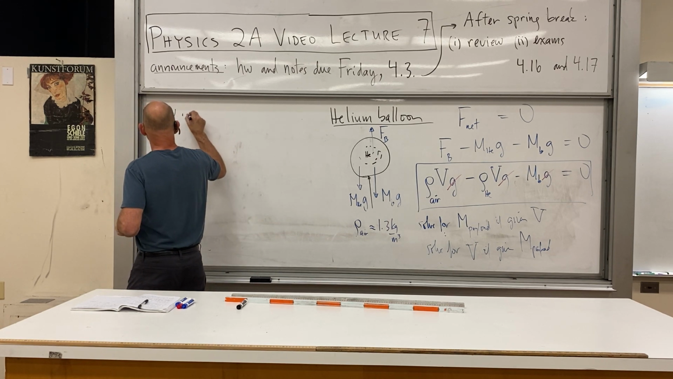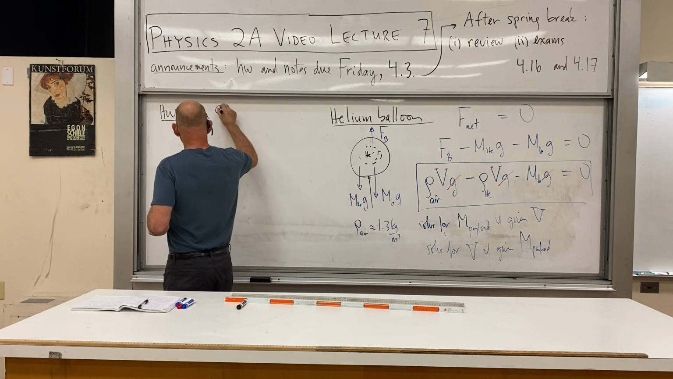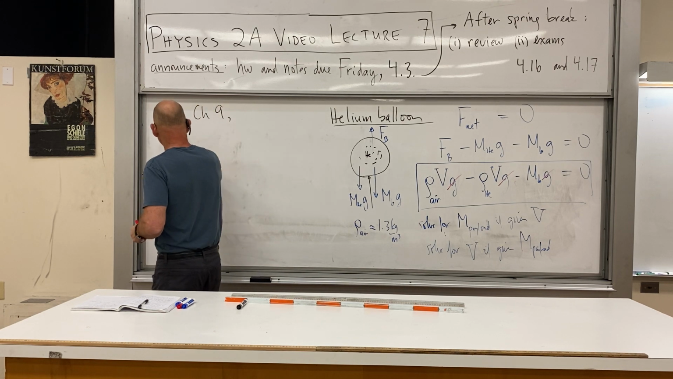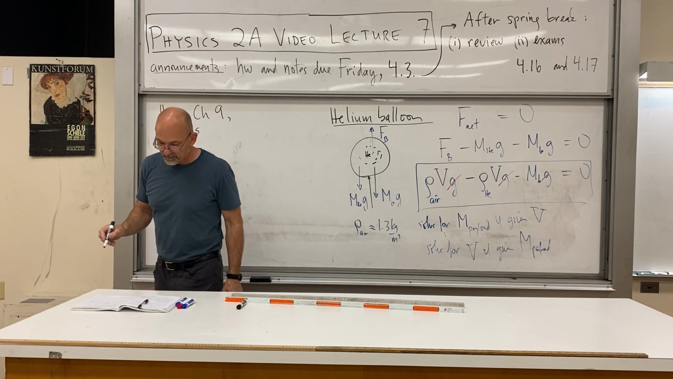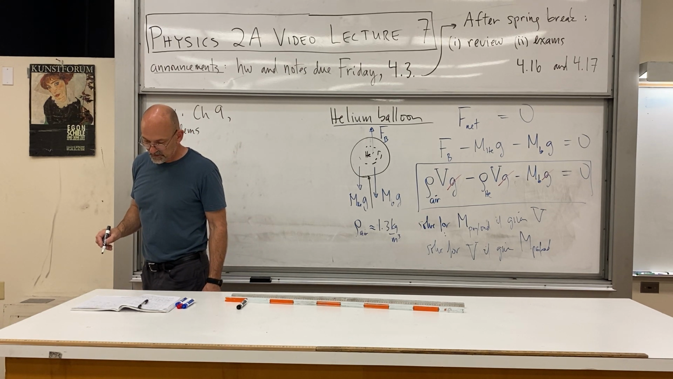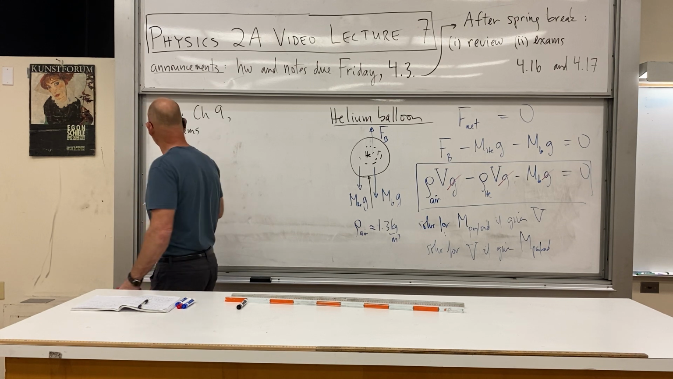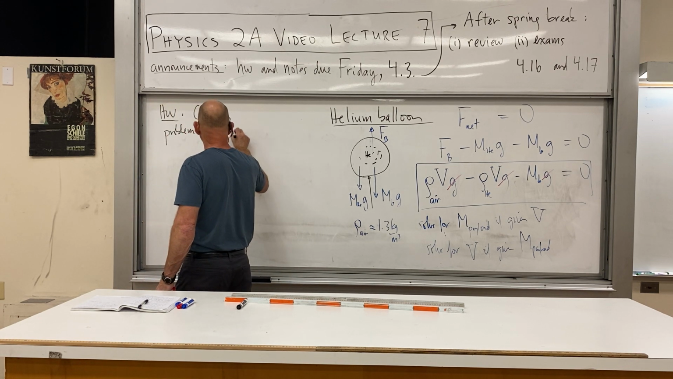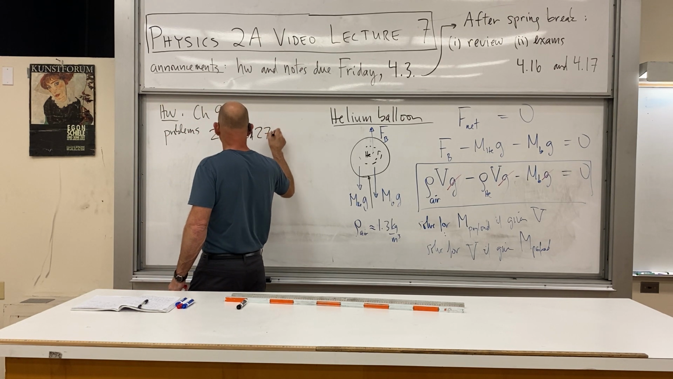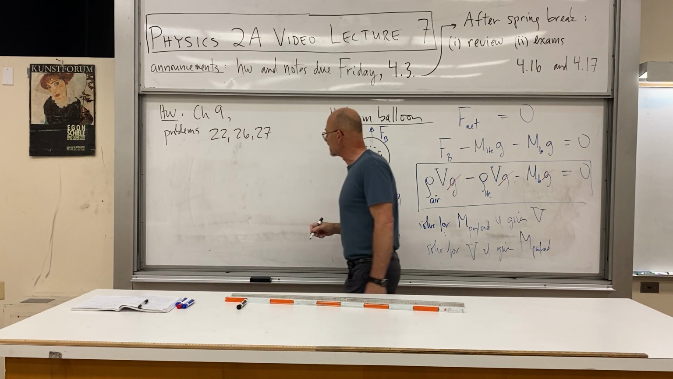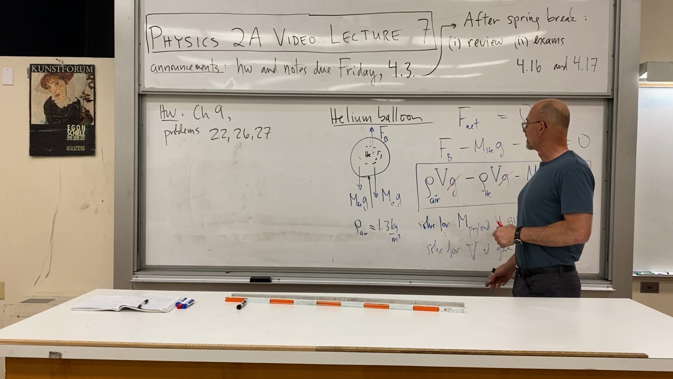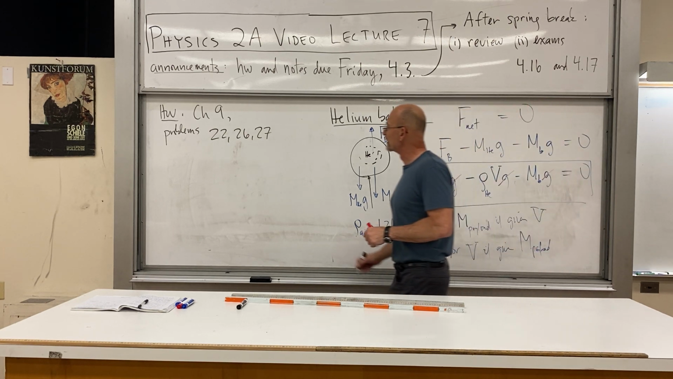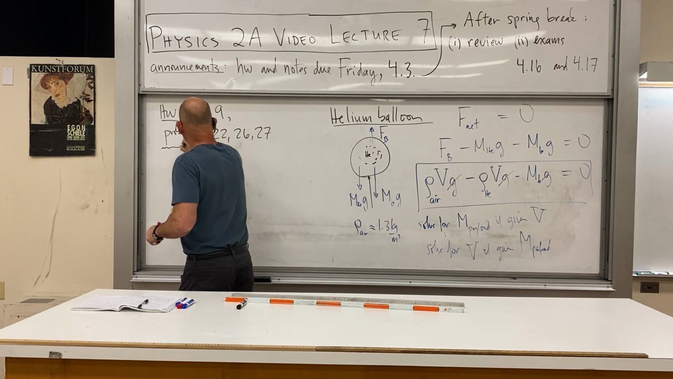Homework, chapter 9 problems. What did we have here? Problems 22, 26, and 27. And they're very close to what I've done. These three examples, a little modification, maybe pretty direct in some cases. Good.